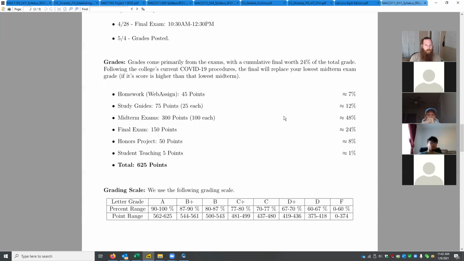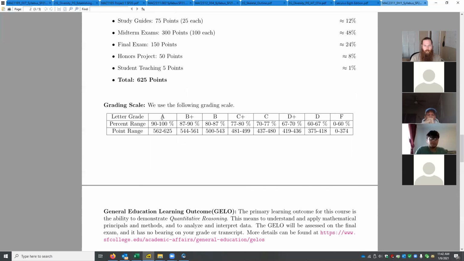Okay. The grade scale we use is the normal one. 90 to 100 is an A, 80 to 89 is a B, and so on, with the top 3 percentage points of each designation earning the plus. So anything 87 to 90 is a B, B plus, sorry.